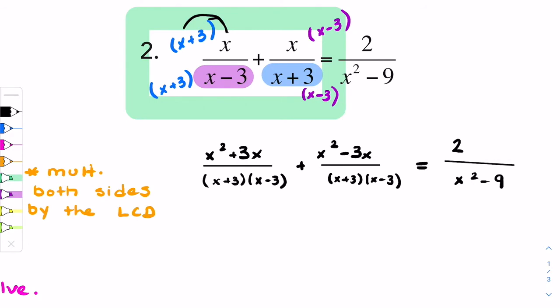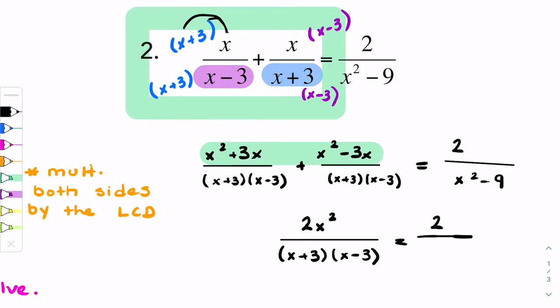Now I'm going to add my numerators together on the left side, so I have one fraction on the left side of the equal sign. When I add these together, I end up with 2x squared. I have positive 3x and negative 3x, which is 0. So 2x squared divided by x plus 3 times x minus 3. And this is equal to 2 over x squared minus 9.